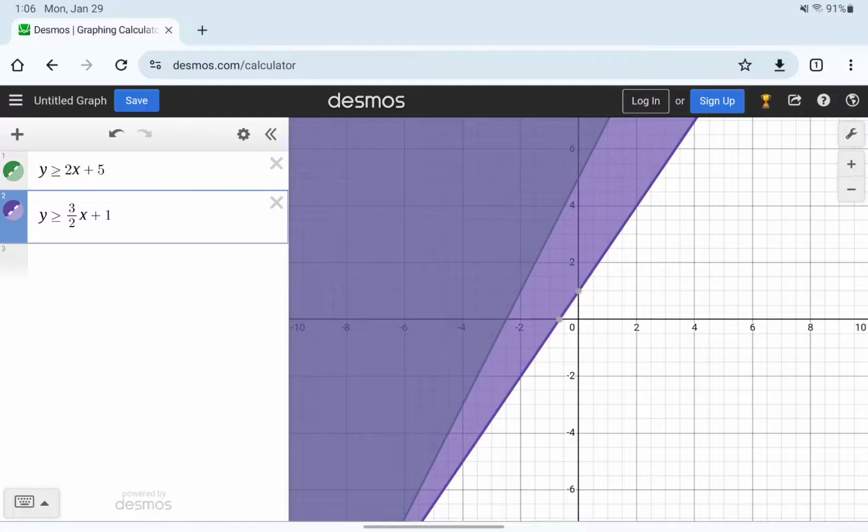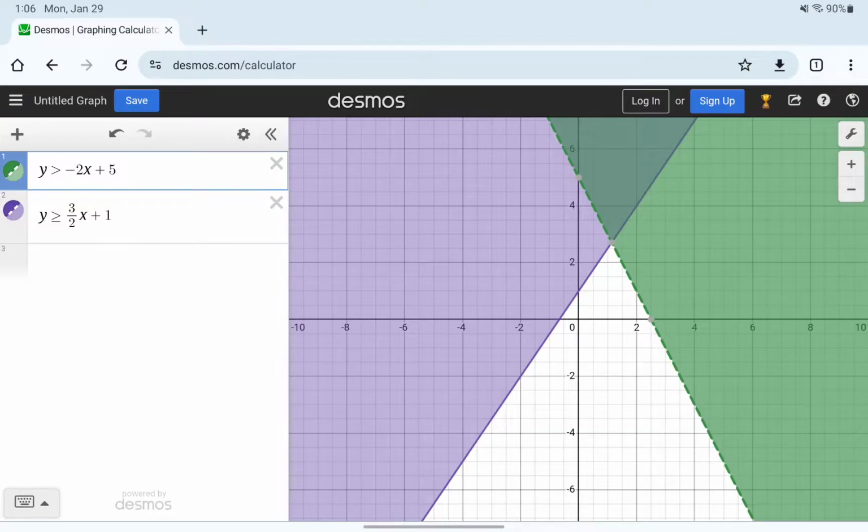Now, actually, I made a mistake typing in that first inequality. That first inequality should be a strict inequality. So let me change that so that it is strictly greater than. You'll see that Desmos automatically changes that to be a dashed line. And actually, let me make one other correction here. I realized how I put that equal sign is that I meant to hit a minus sign.